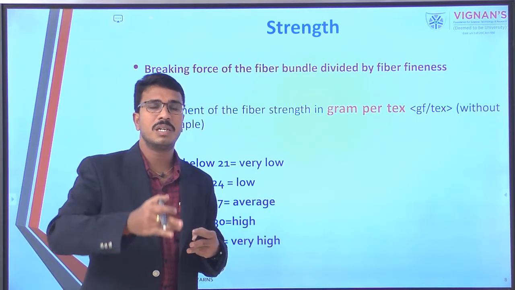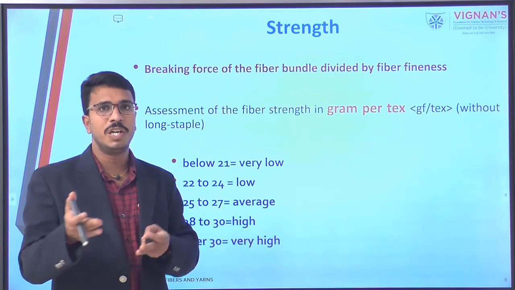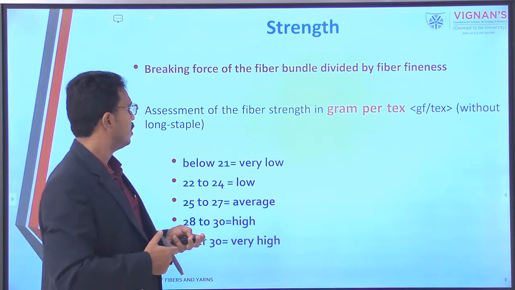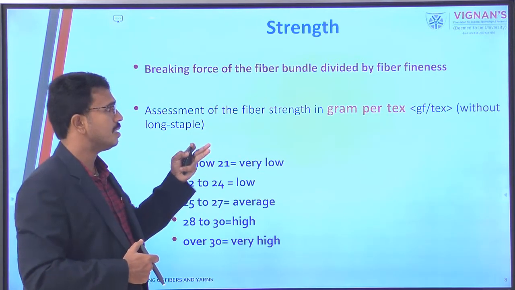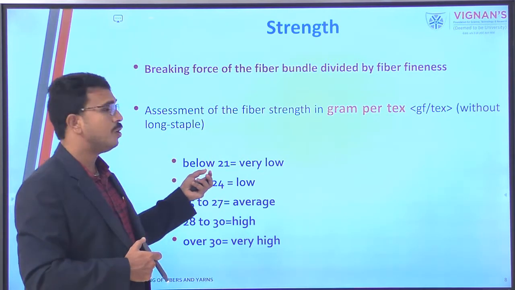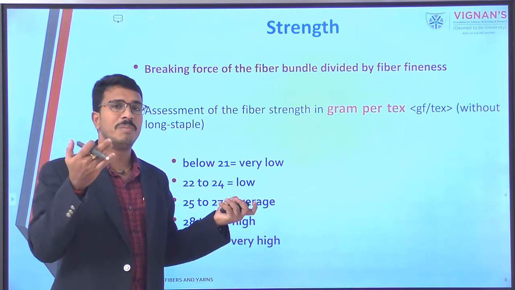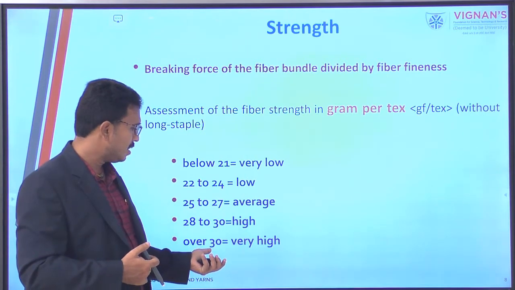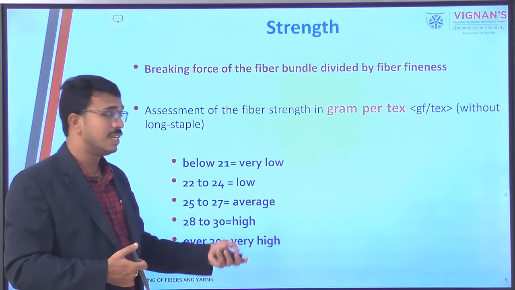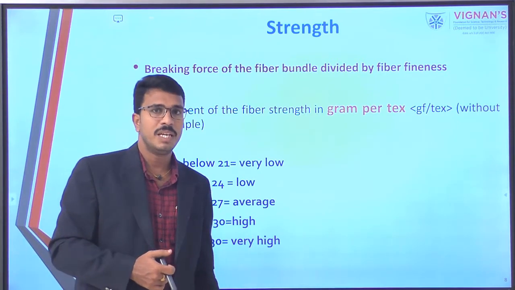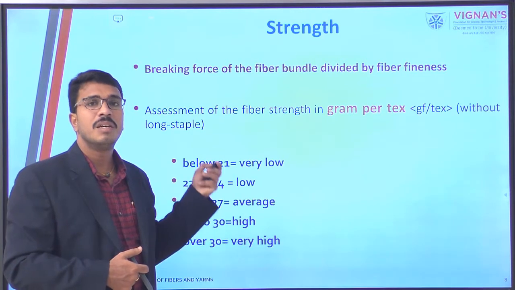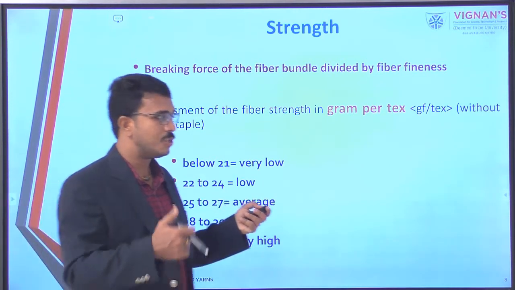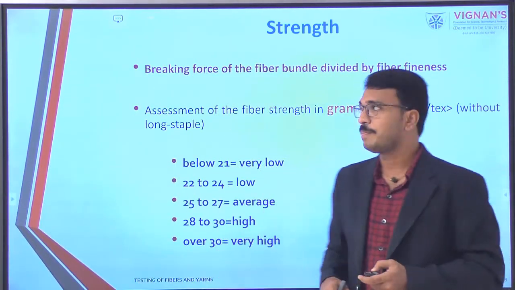So what is the number, that is, the weight required to break 1 tex of specimen, that is fiber. If the breaking strength, that is gram per tex, is below 21, we can say the bundle fiber strength is very low, and if it is more than 30, we can say that the strength is very high. So likewise, we can categorize the fiber bundle strength based on the results we are getting.